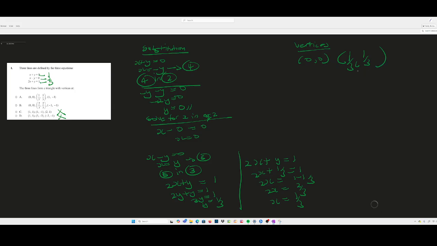At this point, I won't bother solving for the next one because we're under a time constraint. I found the first two vertices, which are 0, 0 and 1 over 3, 1 over 3. We have 0, 0 here and 1 over 3. So I'm going to eliminate this, and our answer is A. So option A is our answer.